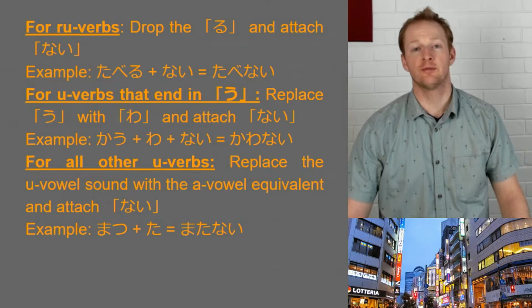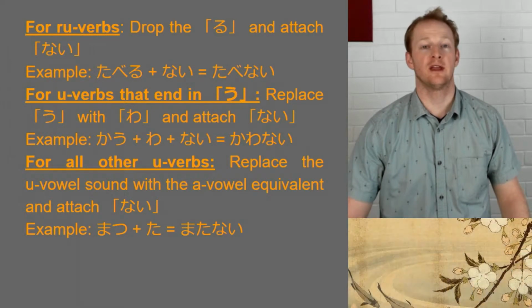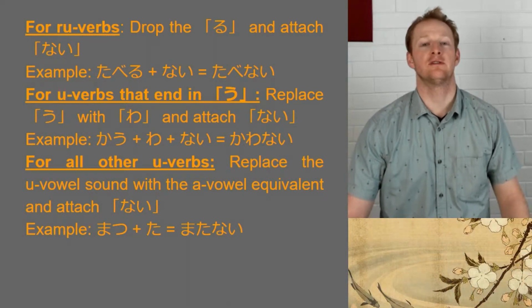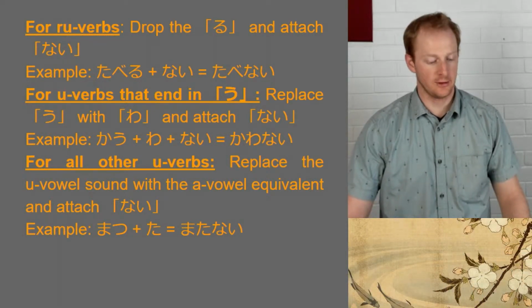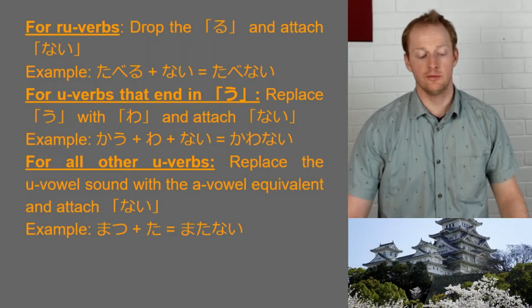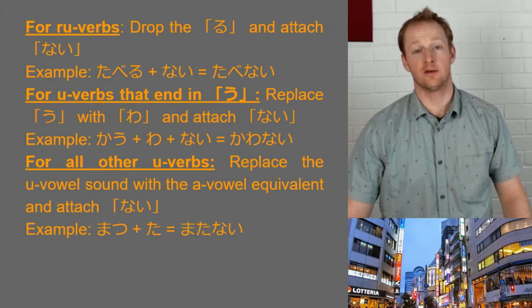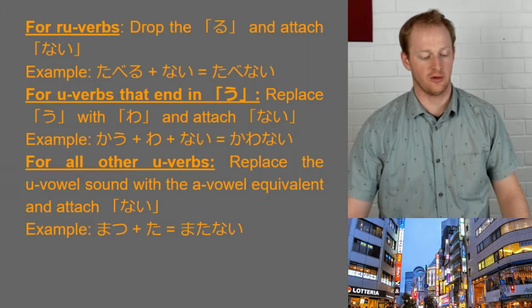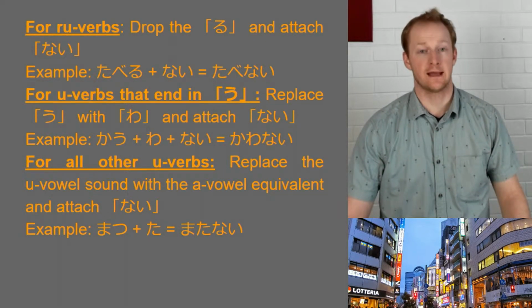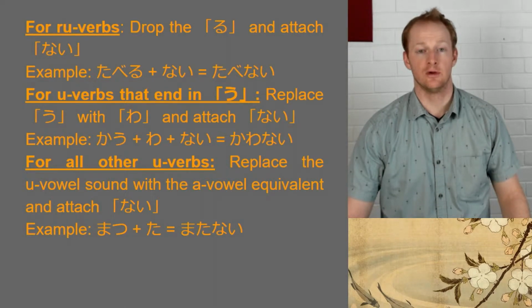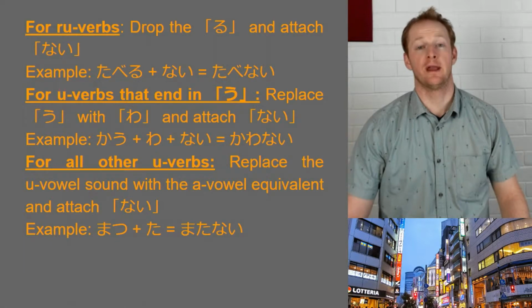Our next rule is kind of split up into two. We have u verbs, but then we have u verbs that actually end in u, which are treated differently to all the other u verbs. So for u verbs that end in u, we replace that last u with a wa, and then we attach nai. So we end up with kawanai if we were using kau, to buy, as an example. Kau, to buy, kawanai, don't buy or won't buy.